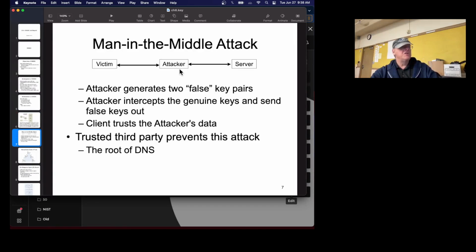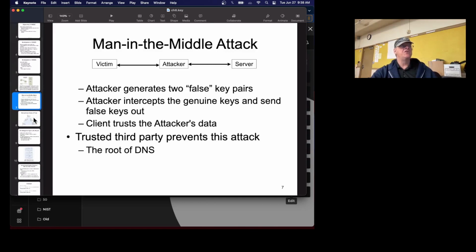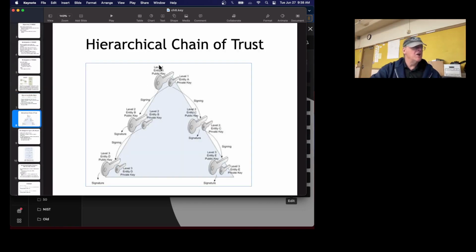Anyway, one big issue is the man-in-the-middle attack, which is true of most public key cryptography. If the attacker generates false key pairs, then the victim connects to them and has false keys claiming to be somebody, and the attacker connects to the server with false keys claiming to be the client, so it can fool everybody. The only way to prevent a man-in-the-middle attack is to have a trusted third party that tells you if the server you're talking to is really the right server, and in DNSSEC, that is the root of DNS that you trust. So you have a hierarchical chain of trust.